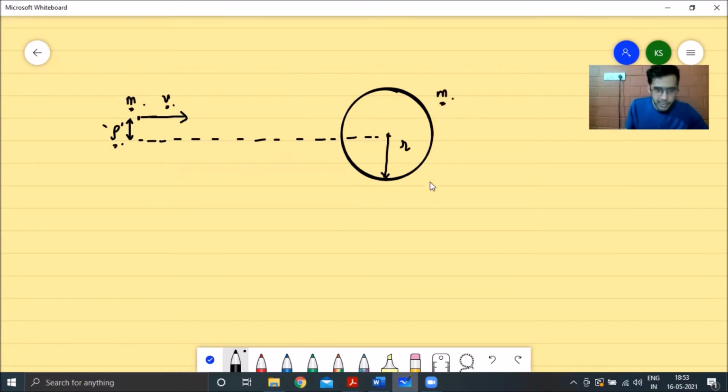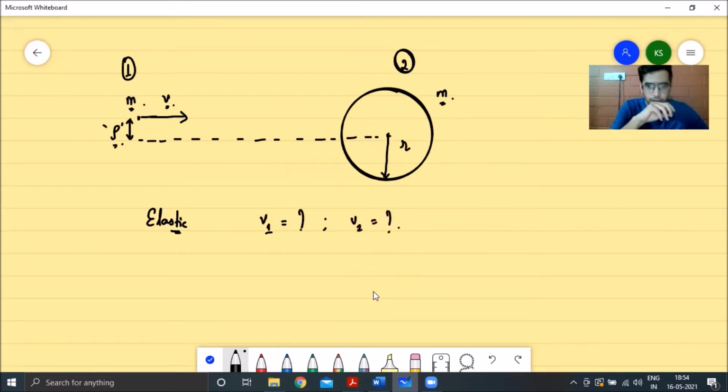Another piece of information mentioned in this question is that the collision happening between these two particles is elastic. So ultimately what we need to find out is the velocity of both the particles after collision. Let me take this as particle 1 and the sphere as particle 2. We need to find out the velocity of particle 1 after collision and the velocity of particle 2 after collision.